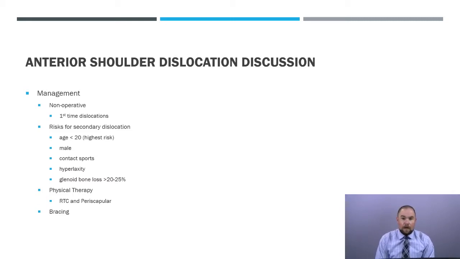So people are going to be at higher risk for the secondary dislocations. Going to be the less than 20-year-olds, males, contact sports. If there's a hyperlaxity diagnosis, or if you've started developing some glenoid bone loss.